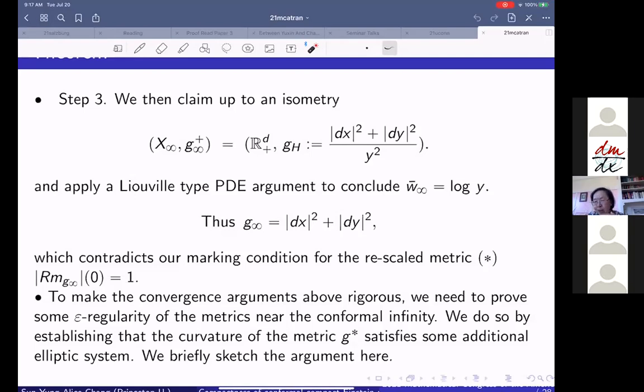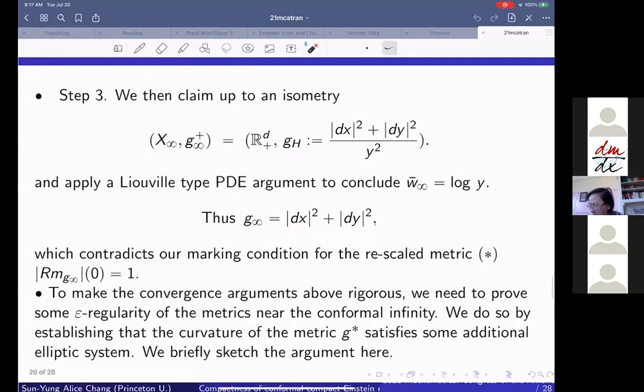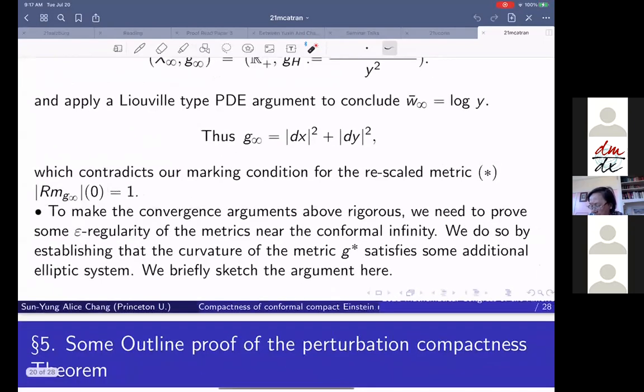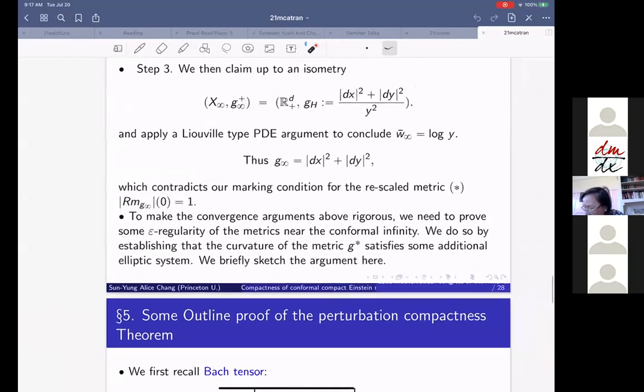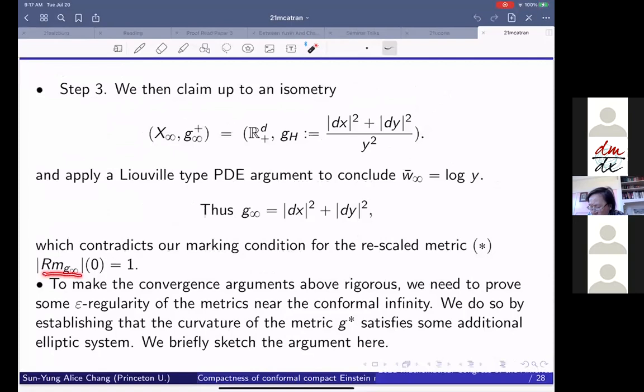You know there are two extensions. One is the standard extension, the other is your extension, and you say they are the same. So that's some kind of Liouville theorem. And then this is equal to this. And this reaches a contradiction because we normalize the metric so that the curvature at each marked point is one. So the limiting metric should also have curvature equal to one at a certain point. And this G infinity now is the flat metric. That's the contradiction.